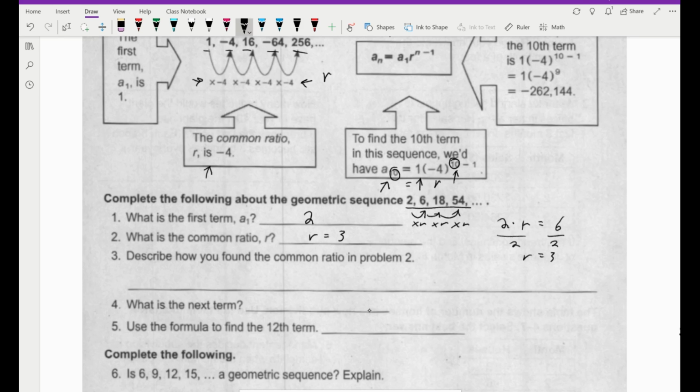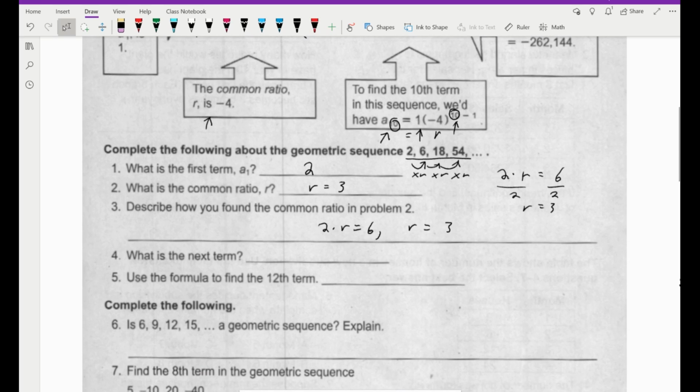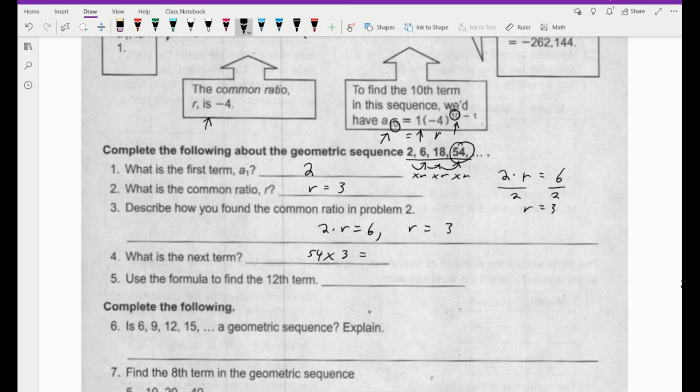And it says here to describe how you found the common ratio. Well, I would just say the same thing. We did 2 times r is 6. We divided both sides by 2, and r is equal to 3. Now, what is the next term? Well, we know it's 54 right now, and the next term is going to be 54 times 3, the r, which is going to be 162.